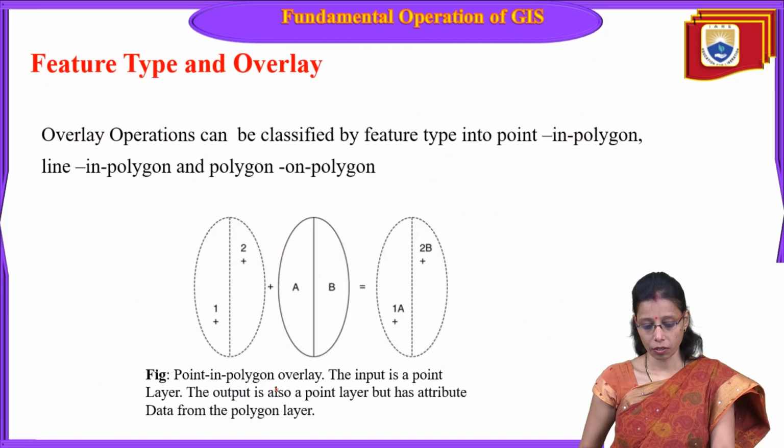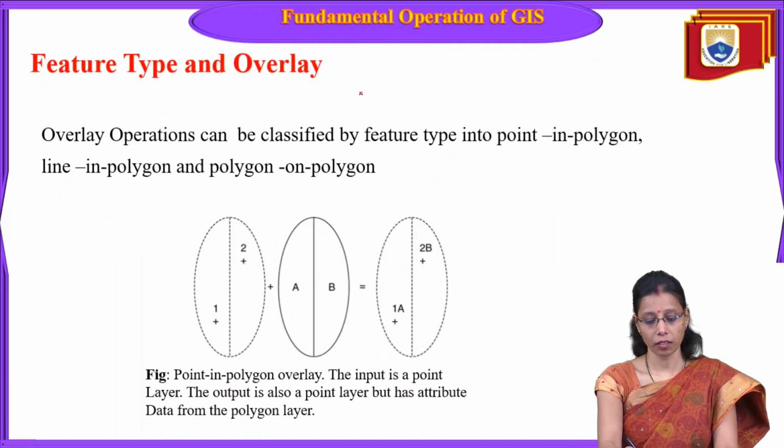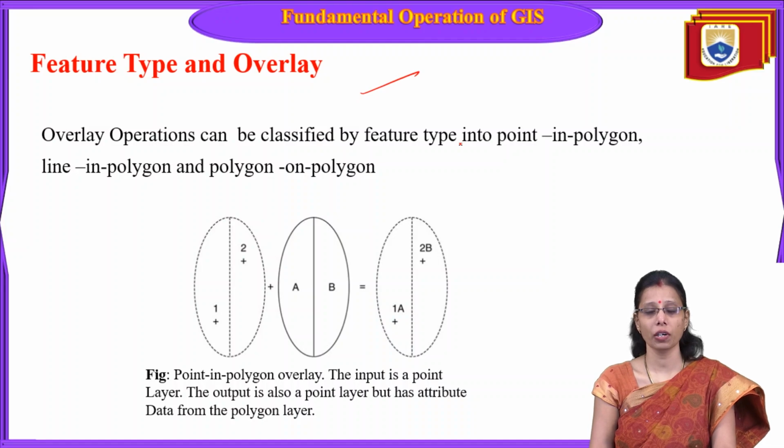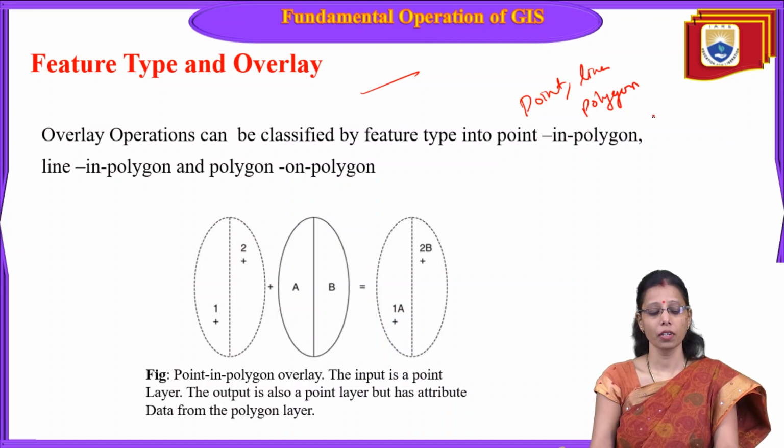Now, feature type and overlay. So in GIS we have feature type and overlay. What type of features do we have? Point, line, polygon. So these are the features we have here, right? Point, line and polygon. Now overlay operations can be classified by feature type into point in polygon, line in polygon, and polygon on polygon.